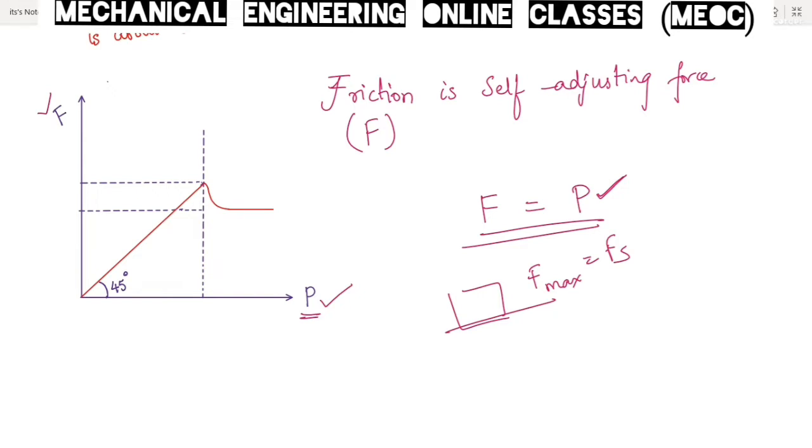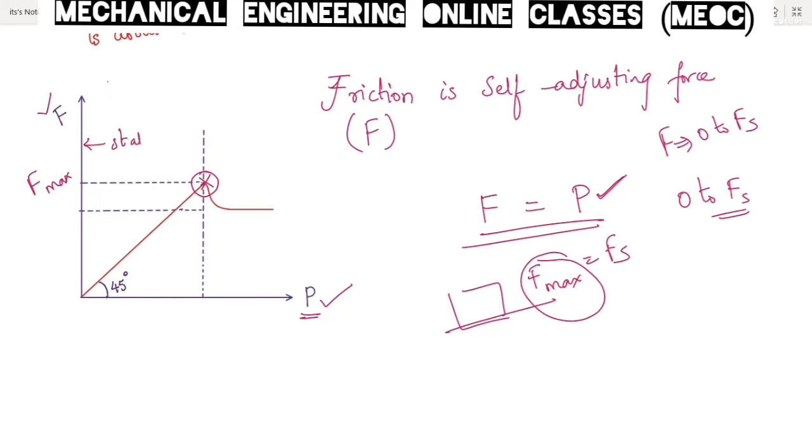Until this maximum or limiting value of friction is reached, as P goes from 0 to some value, F will also take its value from 0 to Fs. That is represented as this 45 degree line on the P and F graph. At this particular point is the maximum value of friction. So this is F max. This F from 0 to F max is attained during static conditions.